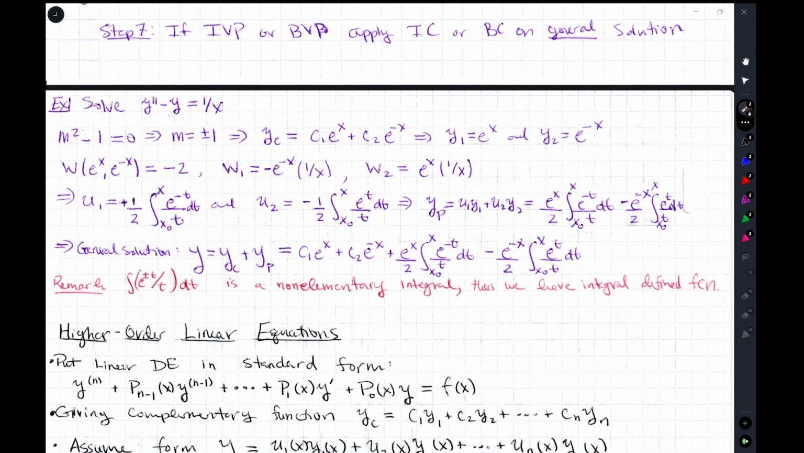If we were computing this for specific values, then we could apply those specific values to this function and compute actual numbers. So if we had an IVP and we were looking for a specific point, we could compute these numerically.